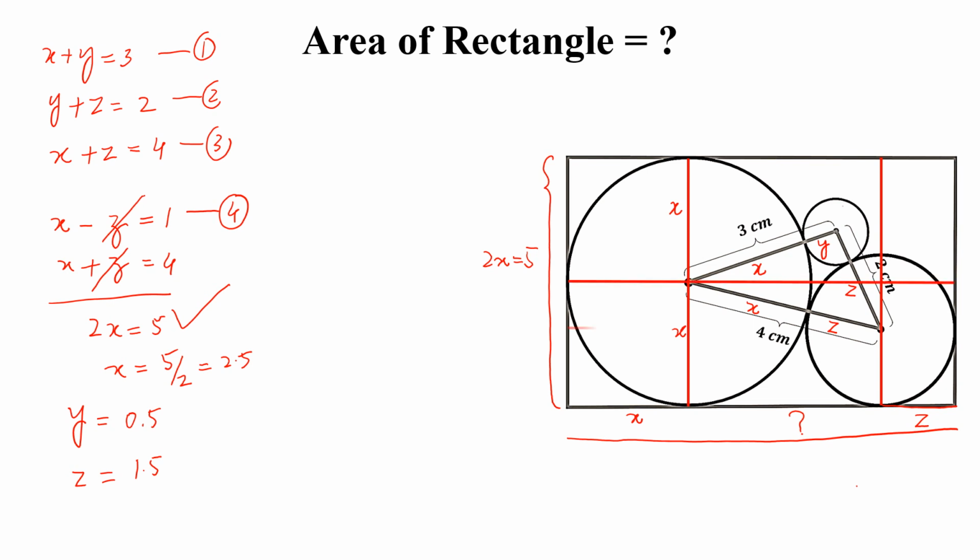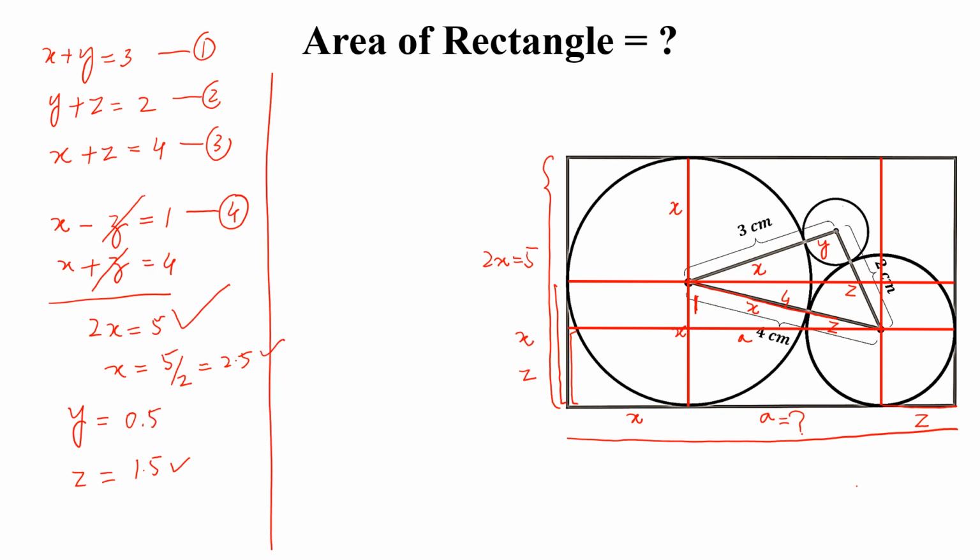If we draw this line and this line, now if we see, this length is x and this length is z. So this length is x minus z, and x is 2.5 and z is 1.5. So this length is 1. Now this length is 1 and this length is x plus z. x plus z is 4. So we can calculate this length. Let this be a.